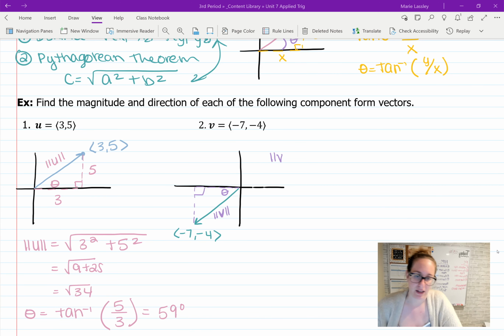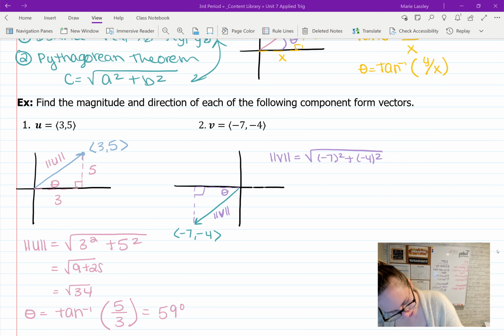All right, so we're going to do Pythagorean theorem. Square root of (-7) squared plus (-4) squared. Remember, when you're putting this into your calculator, you want to put parentheses around those negative numbers. So (-7) squared plus (-4) squared is 65. So this is the square root of 65. Can that break down anymore? Nope, it's 5 times 13. Both of those are prime numbers. So that's the answer for our magnitude. It's just the square root of 65.